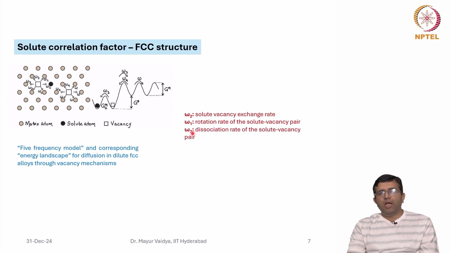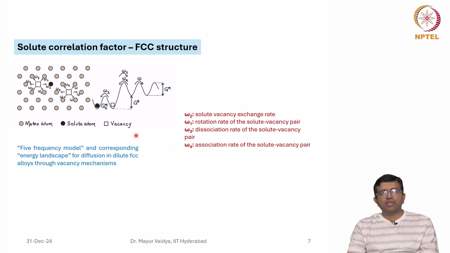Similarly, omega 3 is the dissociation rate of the solute vacancy pair. Why is it called dissociation? Omega 3 is here. That means the vacancy exchanges its position with this atom, or this atom, or this atom, which will take it farther from the solute atom. Then the vacancy solute pair will no longer exist. This is called the omega 3 dissociation rate of the solute vacancy pair.